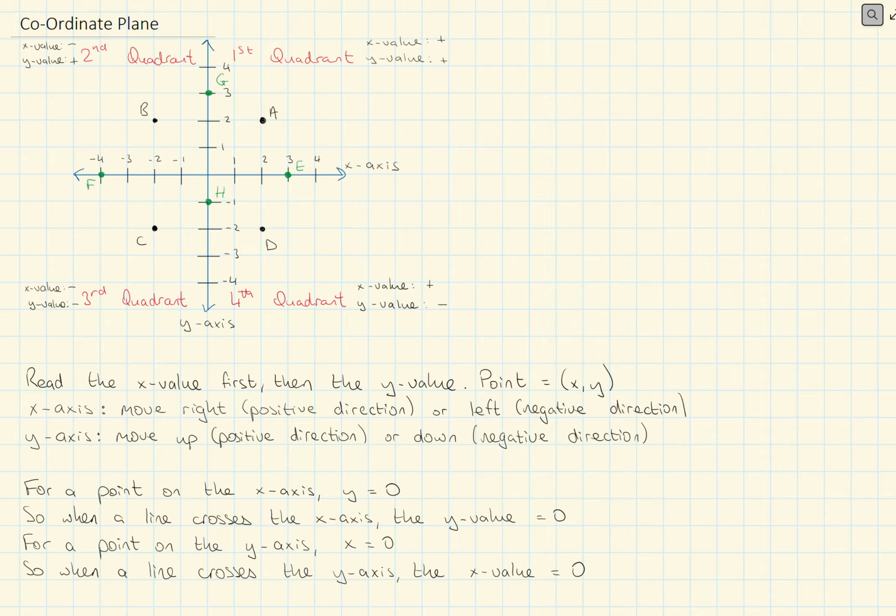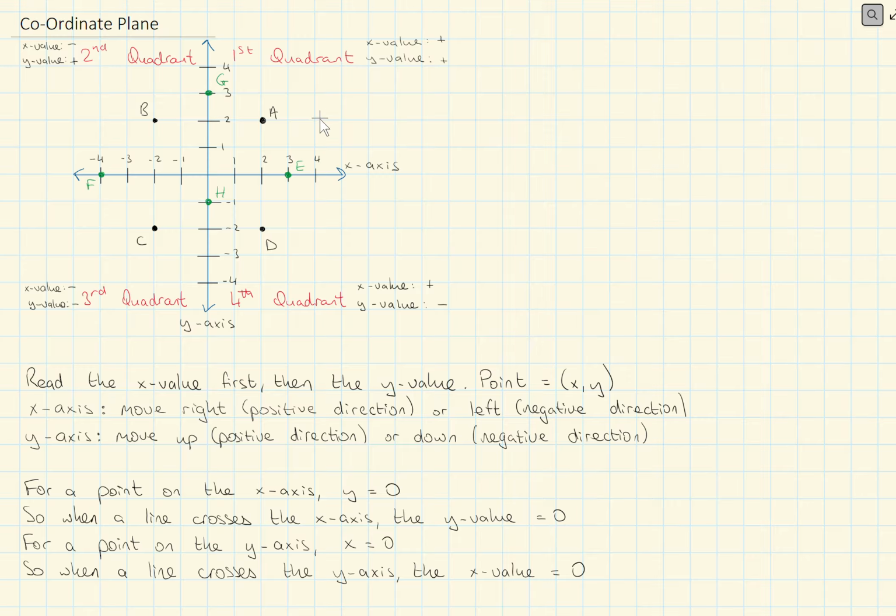The coordinate plane is split into four sections, or we can call them quadrants. The first quadrant, second, third, and then the fourth. It starts up here and it moves in an anti-clockwise direction. If you're in junior cert, you don't need to worry about quadrants. They're not that relevant. If you're in leaving cert, quadrants will become important when we're dealing with the circle, and then in trigonometry, the unit circle.